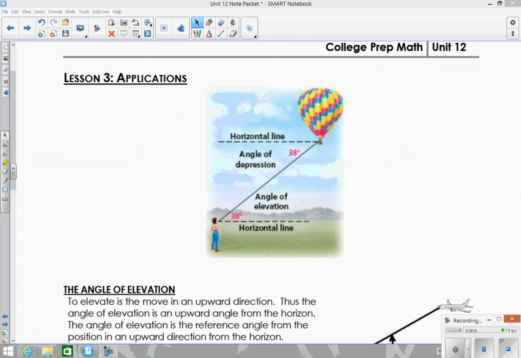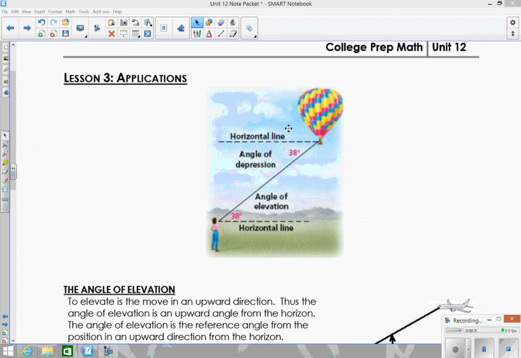In this lesson, we're going to look at some applications involving these right triangles. In order to be able to do these applications, we have to know two vocab words: angle of depression versus the angle of elevation. If we have an angle of depression, we measure from this horizontal line up here, and we measure the angle down to be able to see this person here.